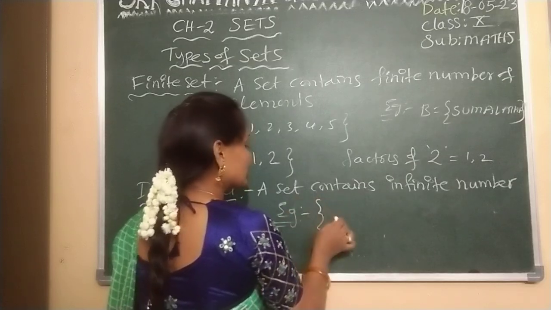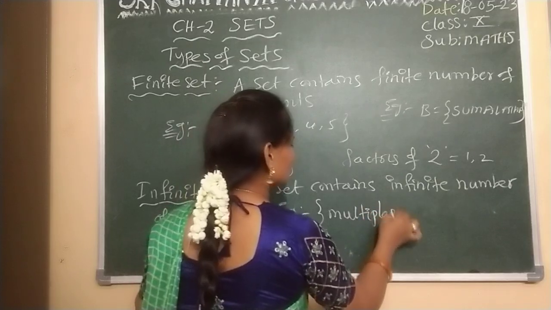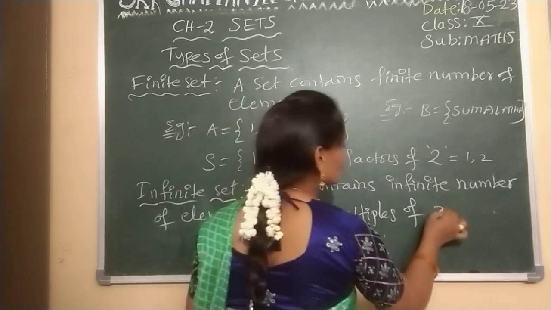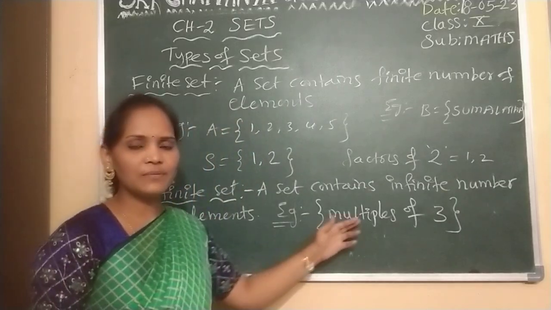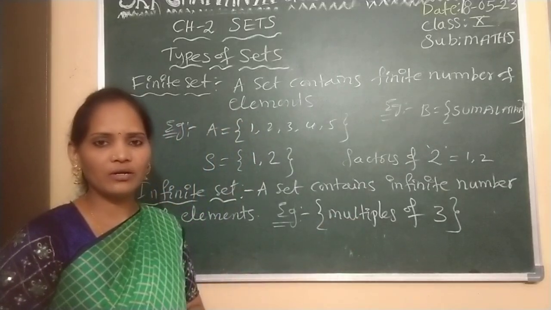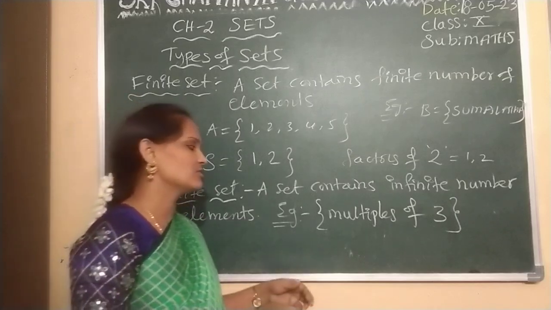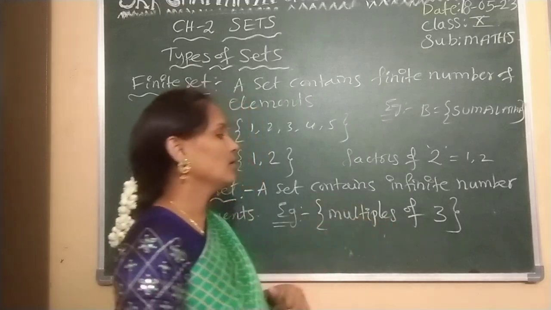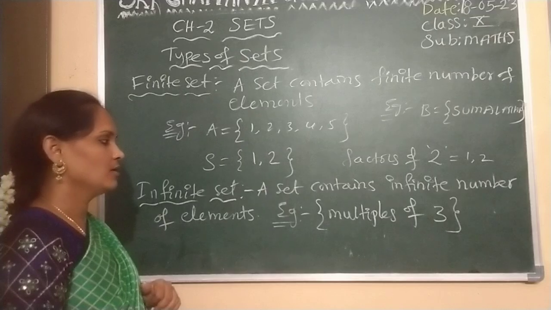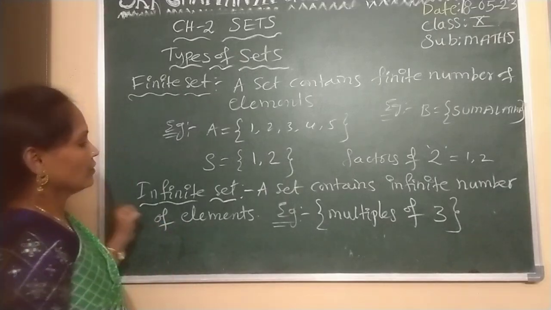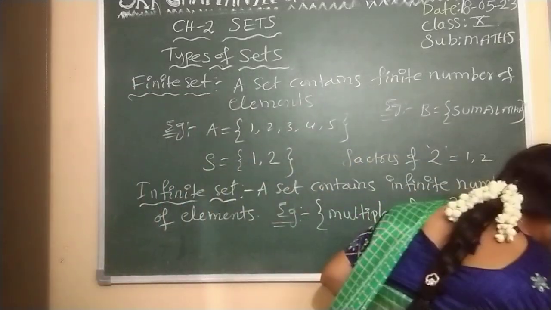Suppose one set has the multiples of any number. Just as an example, I am taking multiples of 3. Can we count the multiples of 3? No, we cannot count. Multiples are infinite for any number, right? So we can consider that as an example of the infinite set. Here you can take any example which we are not able to count.